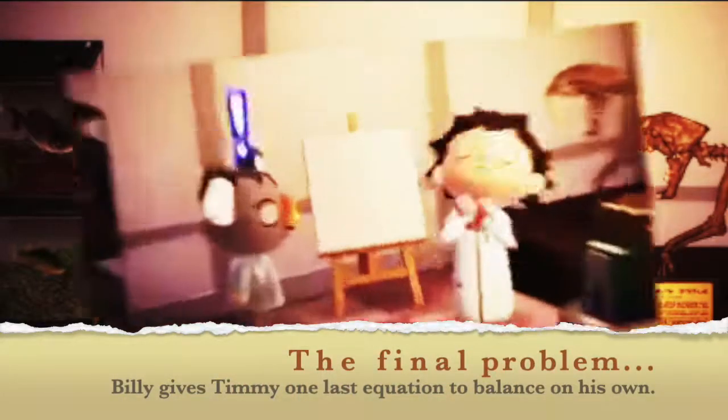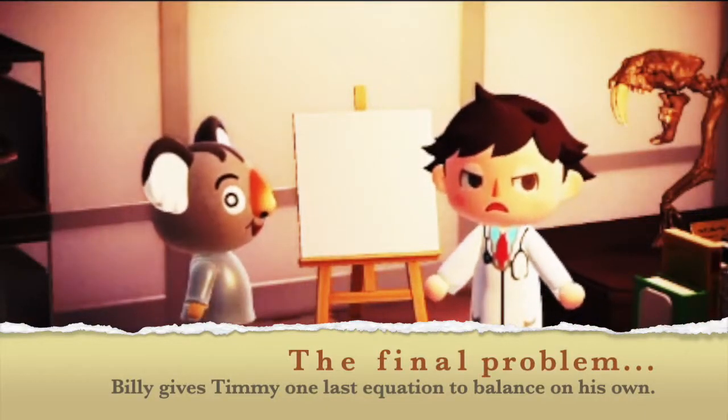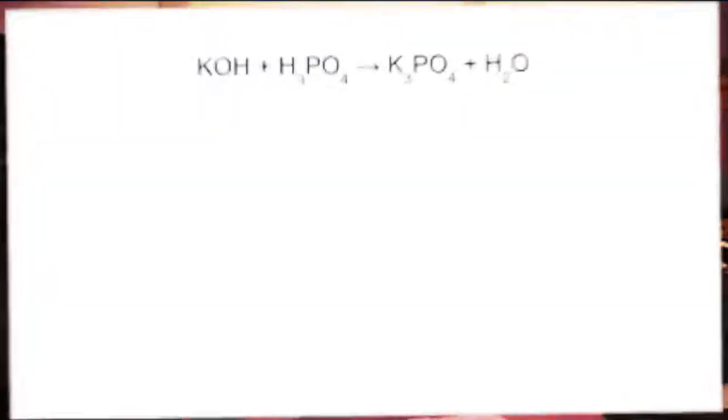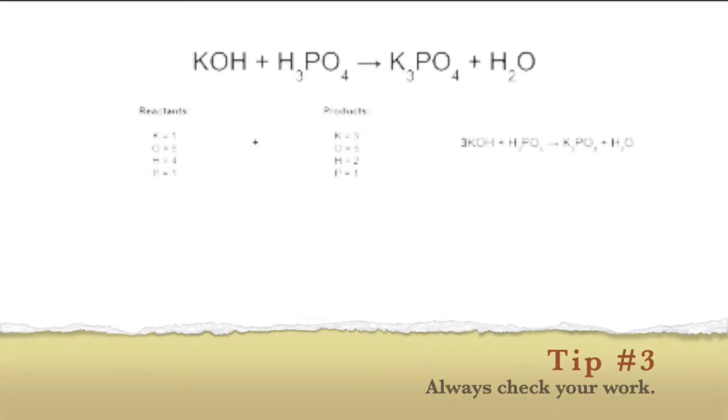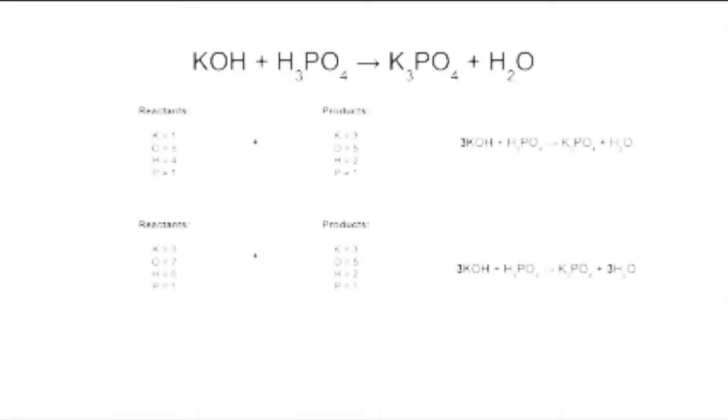One last equation for you to try and balance. If you can do this, I think you're ready. Okay, so the first thing I do, I see how many of each element are on both sides of the arrow. So on the reactant side, there is 1 K, 5 O's, 4 H's, and 1 P. On the product side, there are 3 K's, 1 P, 5 O's, and 2 H's. So it looks like I need to balance the K's and H's, so I could do that by putting a coefficient of 3 in front of the KOH molecule. This makes there be 3 K's, 7 O's, and 6 H's on the reactant side.